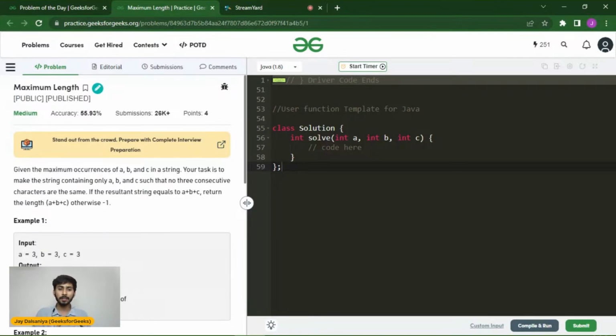If the length of the resultant string which you can achieve is equal to A plus B plus C, that is the sum of the frequencies of each individual character A, B, and C, then return the length A plus B plus C, that is the length of the string, or the addition of frequencies of all three characters. Else, you have to return -1 in the output.